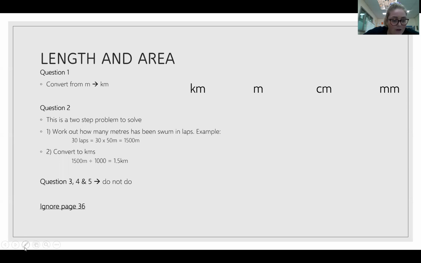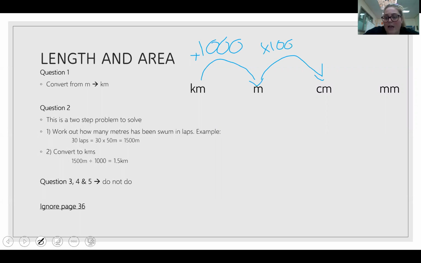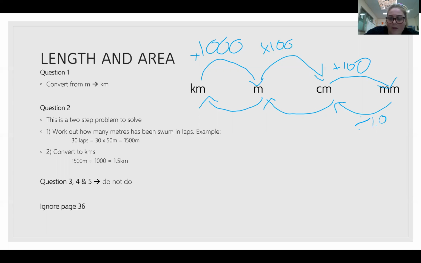So we are going to convert from kilometers to meters. We times by 1,000. Then we're going to go from meters to centimeters, and we're going to times by 100. And then our last one is we're going to times by 10. Okay, and if we're coming back the other way, opposite of timesing is dividing. So we are going to divide by 10. We are going to divide by 100, and we're going to divide by 1,000.